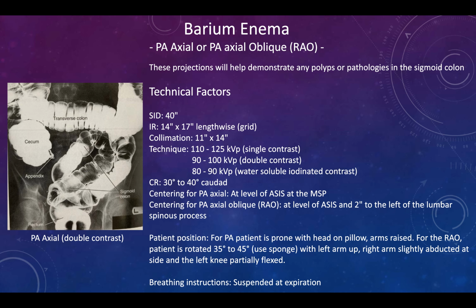And for the PA axial, we're going to go at the level of the ASIS and the mid-sagittal plane for our centering point. And for the RAO, we're going to go at the level of the ASIS and 2 inches to the left of the lumbar spinous process. For the PA, the patient's going to be prone, head on pillow, arms raised up and placed on the pillow. And for the RAO, the patient is going to be rotated 35 to 45 degrees using a sponge, with their left arm up, right arm slightly abducted at the side, and the left knee partially flexed. And suspended expiration, of course.